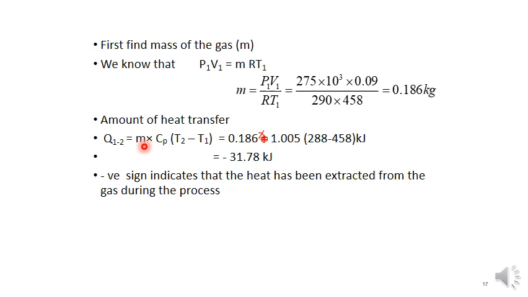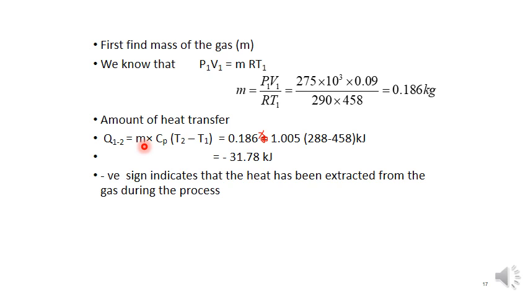So we know from the data the Cp value, T1 value and T2 value, but we don't know the m value. So first you have to calculate the m value. How will you calculate the m value? By using the characteristic gas equation, that is PV is equal to mRT. In the problem they have given the initial conditions. Initial conditions means we have to take P1 V1 is equal to mRT1.